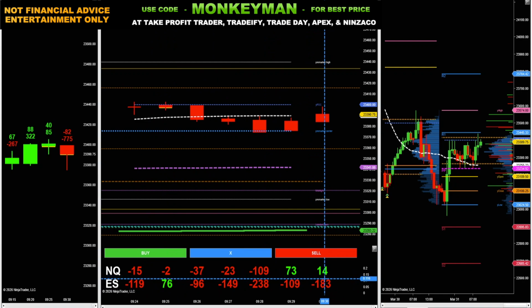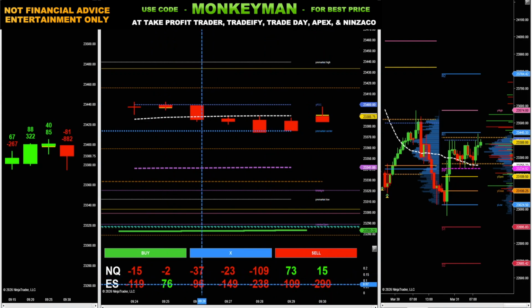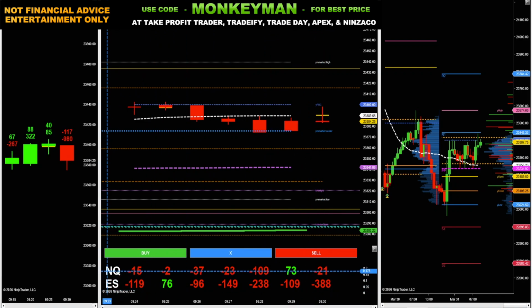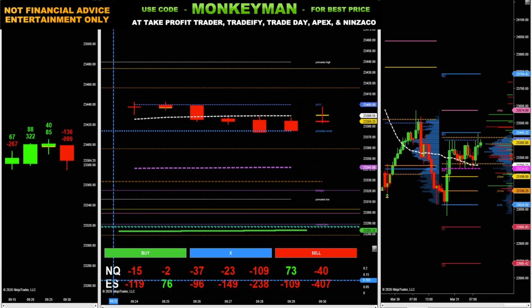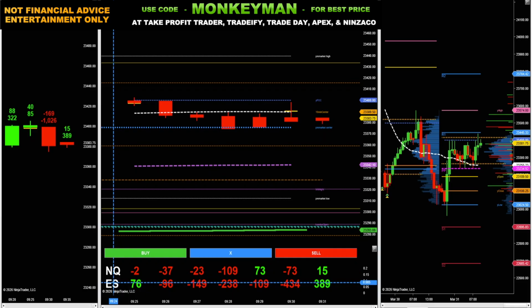I can see the delta for the current bar plus the past 6 bars. And I'm looking at the delta for the NQ and the ES. I can also add a couple of other different instruments as well.